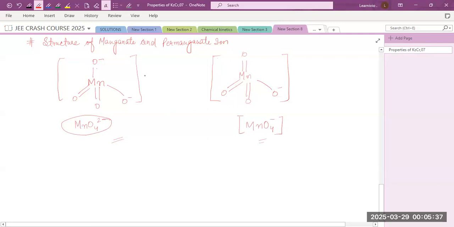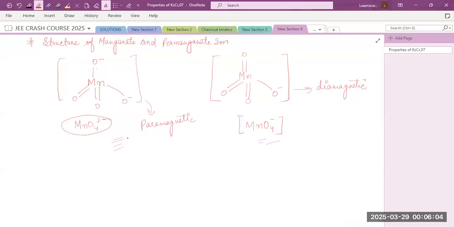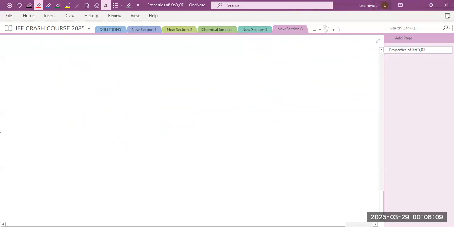Here, manganate shows a paramagnetic character, but permanganate shows a diamagnetic character. Remember that. MnO4 minus permanganate shows the diamagnetic character, and manganate has a paramagnetic character. But the structure is the same for both, which is tetrahedral. Now let's see the redox properties of MnO4.